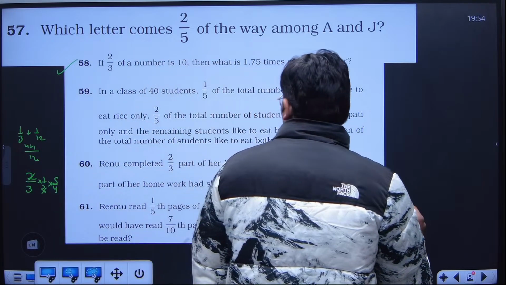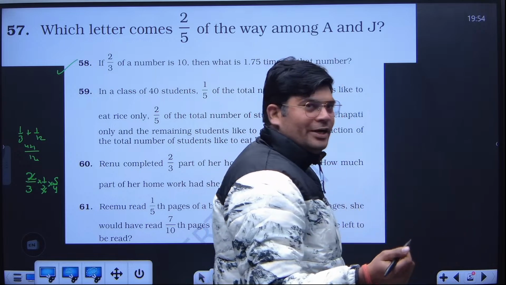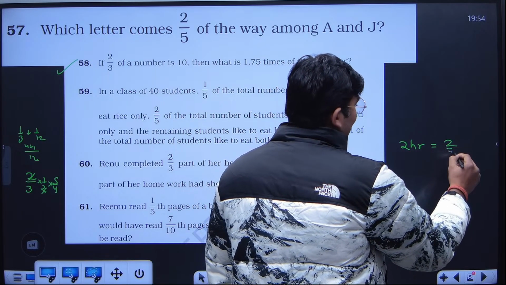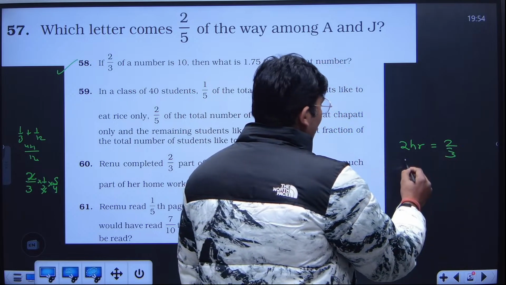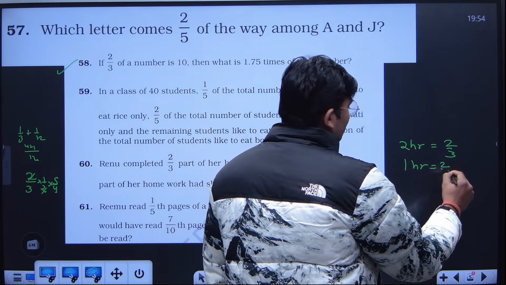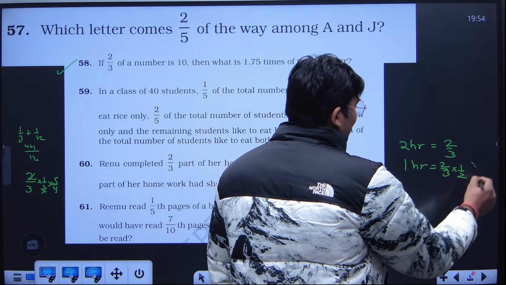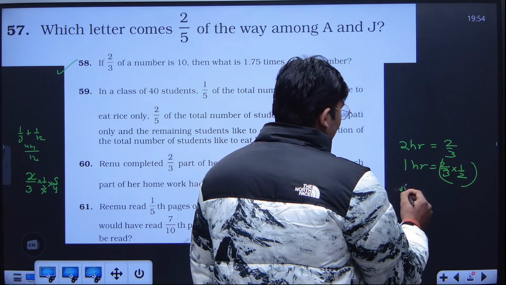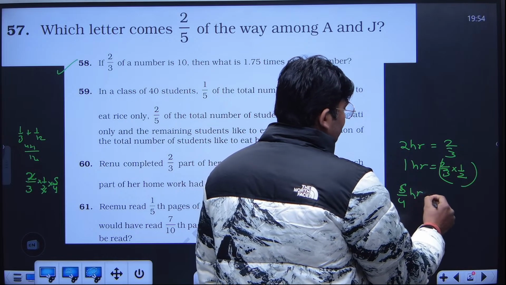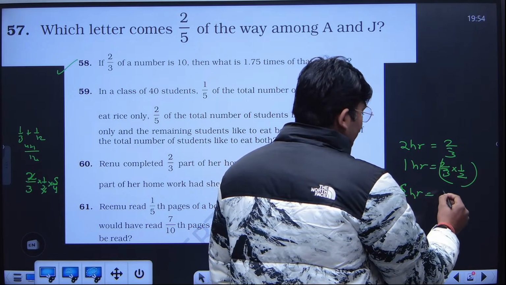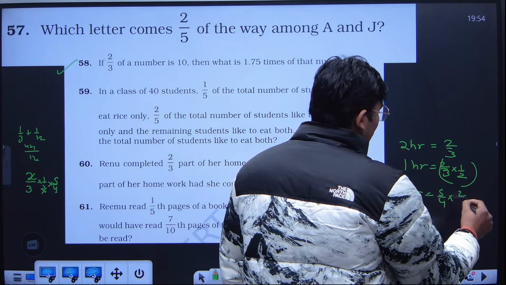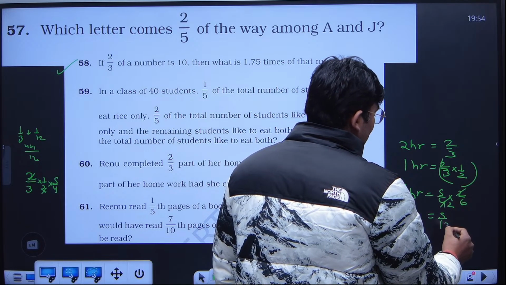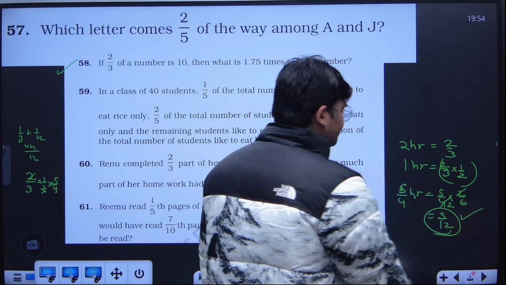Okay, see how it is to be done. So we can do it in a unitary method. If she is taking 2 hours to solve 2 by 3 part of a work, then in 1 hour, how much will she do? She will do 2 by 3 into 1 by 2 part of the work. Are you getting it? So how much will she do in 5 by 4 hours? So it is going to be 5 by 4 into 2 by 6. So 2 into 1, 2 into 2. So it is going to be 5 over 12. This is one way of doing it.